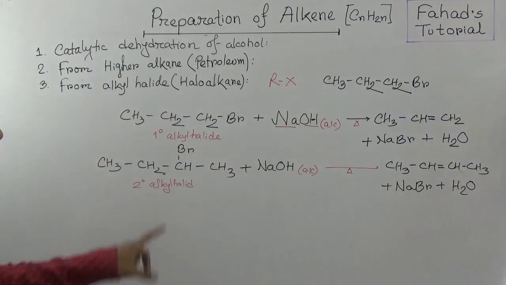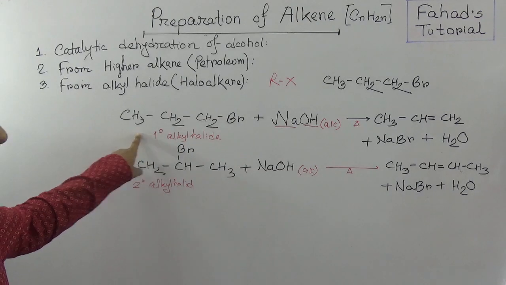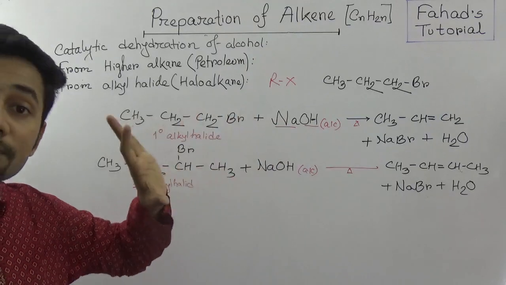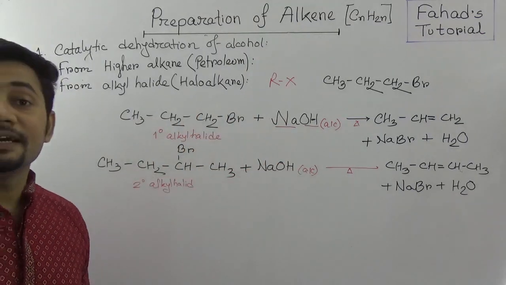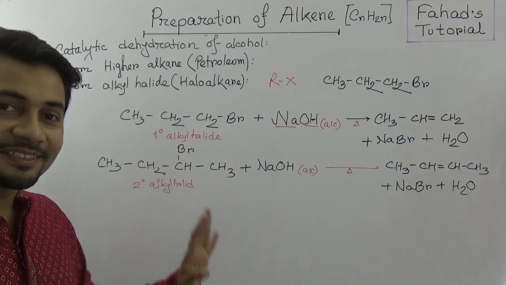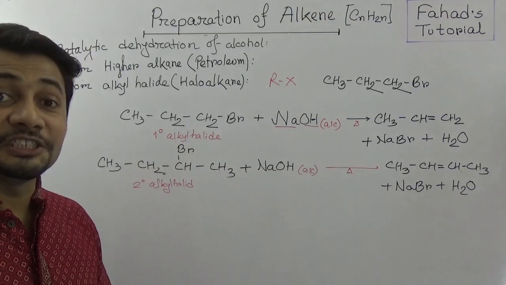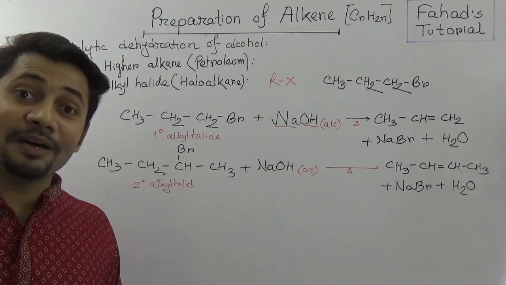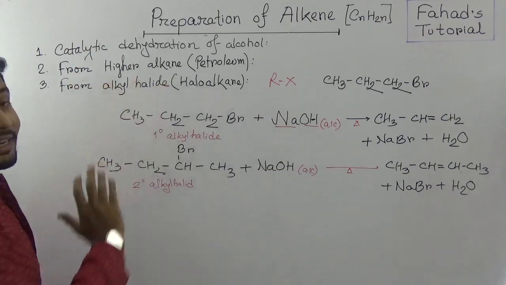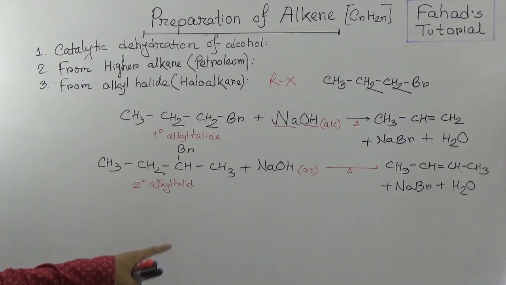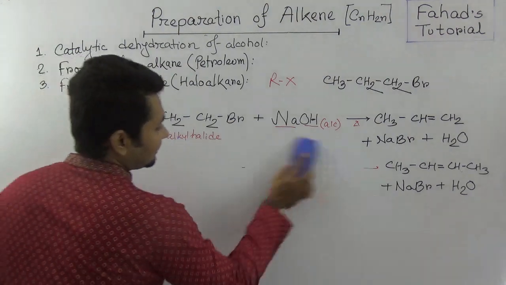Now you see that from alkyl halide we can produce alkene in the presence of sodium hydroxide or potassium hydroxide, but that should be in alcoholic mode. This is the third step of general preparation of alkene. The third is from alkyl halide or haloalkane. I hope you understand.